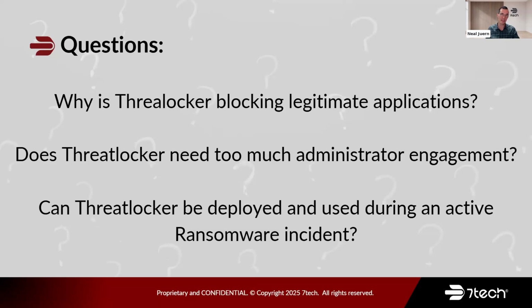Because we're doing allow listing, which means we're really locking the environment down. Can ThreatLocker be deployed and used during an active ransomware incident? It actually can. Now, we've never had to do this, but I do know companies who have. Basically, what that means is, say there's a pretty large enterprise or a larger organization, and they're having an active ransomware incident. If they deploy ThreatLocker, they can actually gain fast control of the environment, and they can quickly stop all processes they don't want running and only allow their cleanup tools or the tools they want to run to recover from the incident.